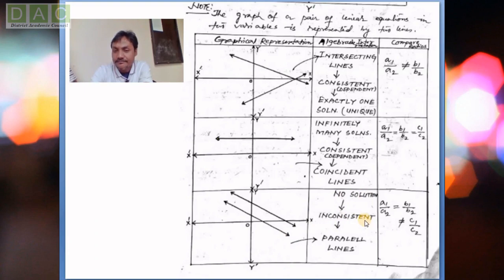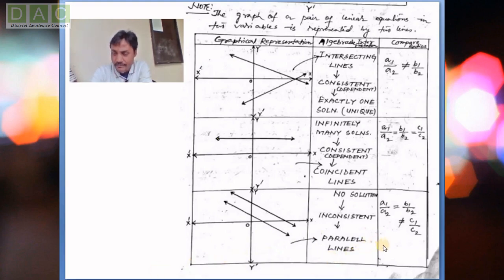So here for this representation, that means parallel lines, we must know that this system of linear equations will have no solution. A solution exists only if the lines coincide or there is an intersecting point. For the third column, compare the ratios from the given equations. If we compare the ratios and the condition comes like this, a1 by a2 equals b1 by b2 not equals c1 by c2, then also we can say this system of linear equations will have no solution.